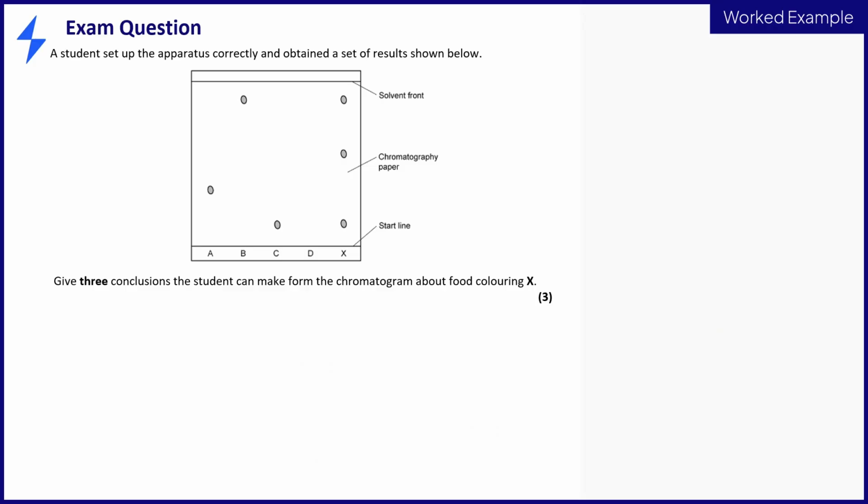The question asks you to give 3 conclusions from a chromatogram that a different student has done correctly. There are usually many conclusions you can draw from a chromatogram, and you'll score 1 mark for each one up to a maximum of 3 marks. We can start by looking at how many colours are in food colouring X by counting the dots. As we can see, there are 3 dots and therefore 3 food colours. Because there is more than 1 dot, X is also a mixture.